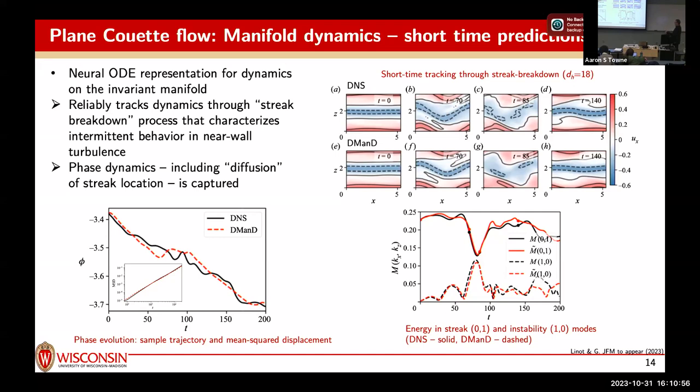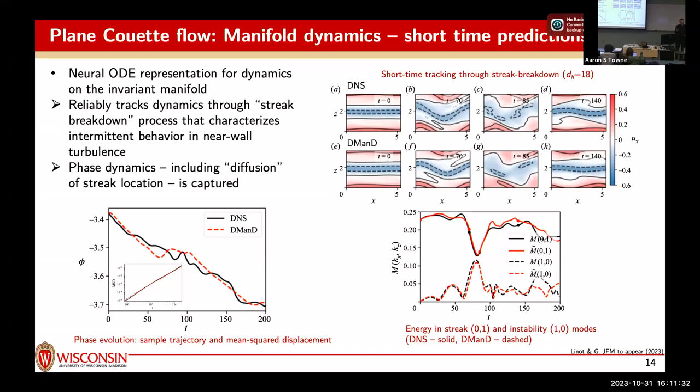I should say that the time scale of interest here is 50. That's the correlation time for this flow, 50 time units. And then this is just the mean squared phase displacement as a function of time. That's a slope of 2, which you get both from the DNS and the low dimensional model. What that says is that the phase behavior is diffusive. So basically, the streaks are undergoing a random walk in the neutral direction. So there's one example of the dynamics.